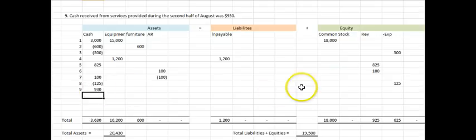And then what happened to revenues? Revenues also increased by $930. We had some already, and it increased by another $930.